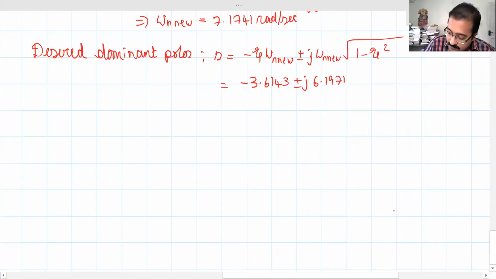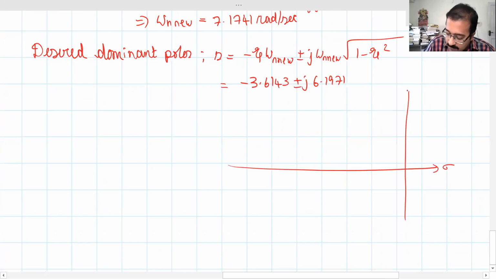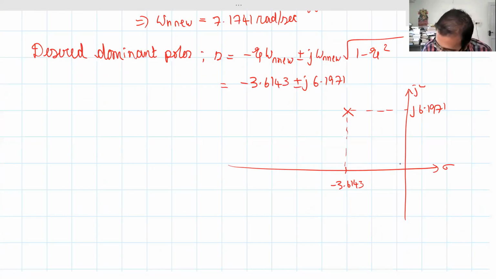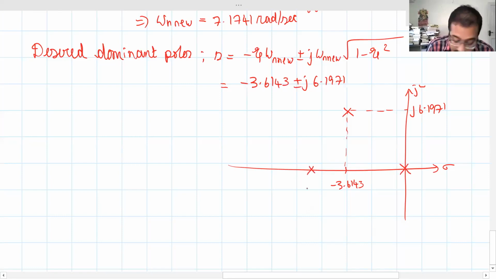So this is sigma, j omega, and this is somewhere at minus 3.6143, and this should be j 6.1971. So where are the actual poles? The system was such that we had one open loop pole here, then one at minus 4, and one at minus 6. Now you calculate the net angle at that point, the desired dominant pole.